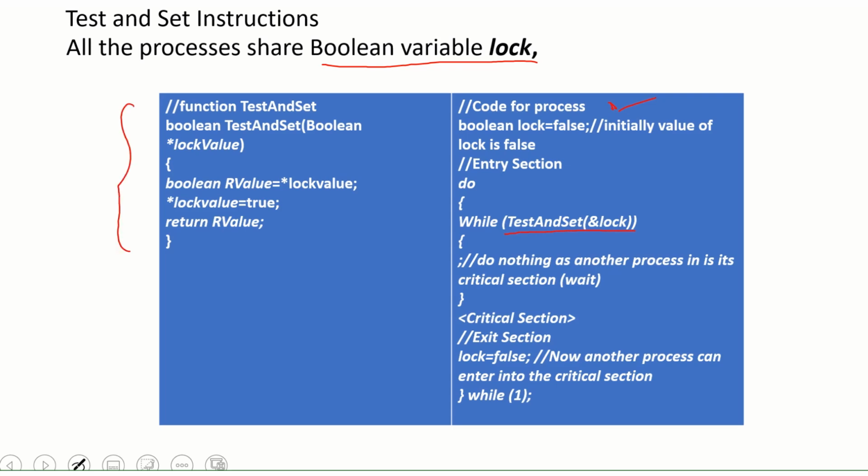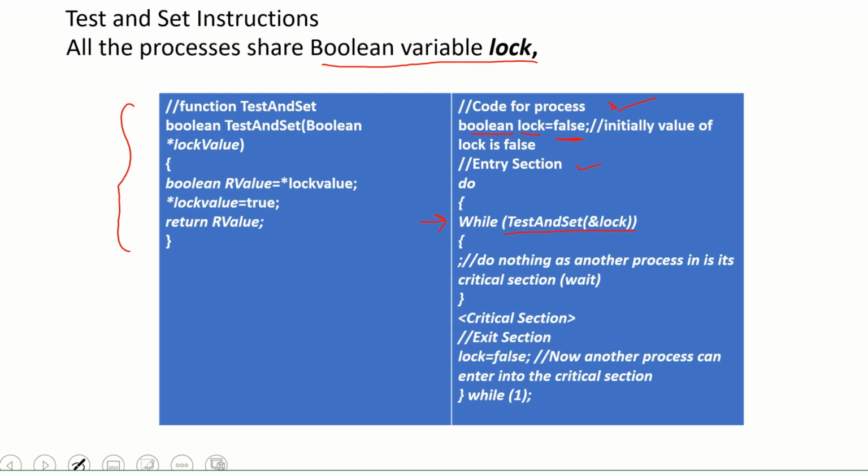Initially the boolean variable lock is set to false, the initial value of the lock. And this is the entry section. Whenever the process wants to enter the critical section, it has to go through the entry section first. This is a do while loop. Here, while test and set ampersand lock.